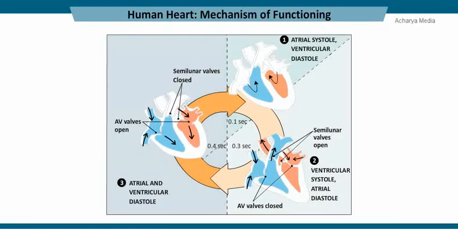Functioning of heart includes three phases as follows. Auricular systole is a phase during which both the auricles contract at the same time and pump blood into the ventricles. Ventricular systole is the phase at which both the ventricles contract at the same time and pump blood into blood vessels. During ventricular diastole, both the auricles and ventricles relax.